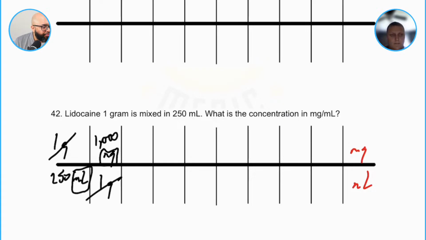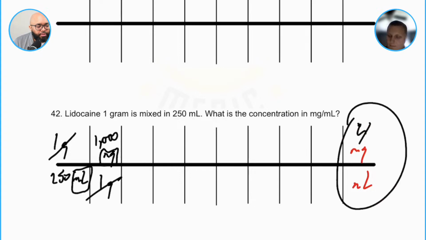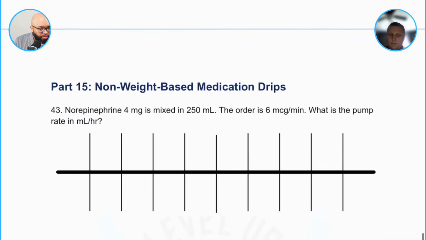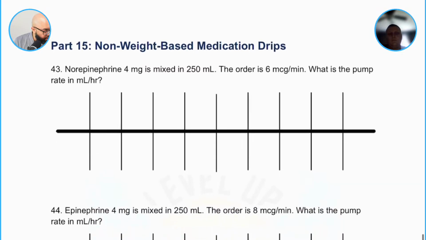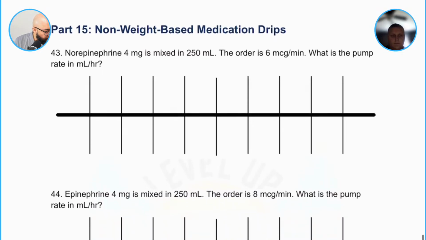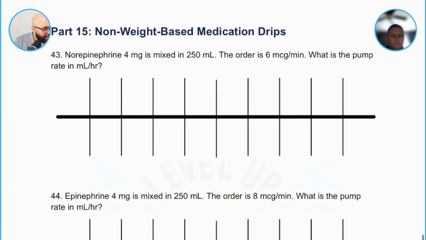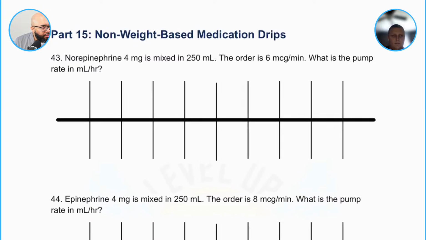Say it again. 4 milligrams. Okay. All right. Next. Let's see. Where are we? Yeah, this will be a good one. Let's do 43. You want to try it? Sure. Let's go.